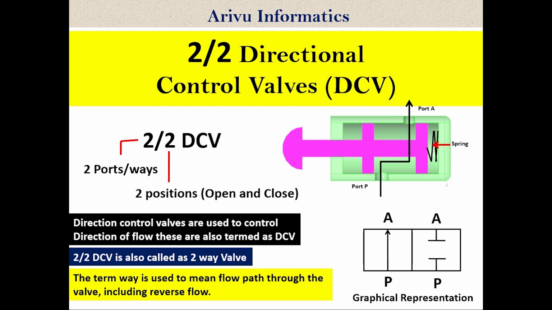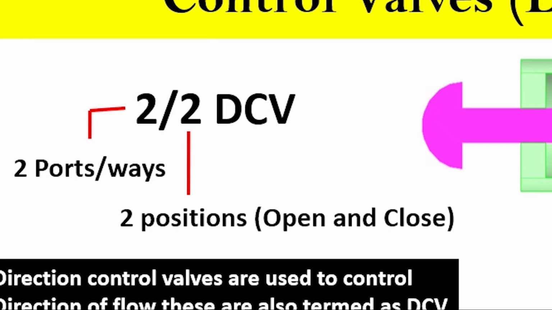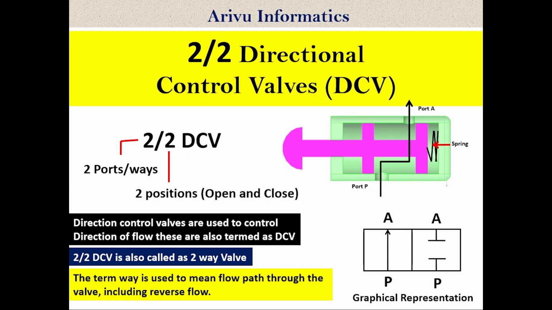In one extreme spool position, the flow from port P moves to port A, and in the other extreme position, no flow is allowed from the port P to port A, and the flow stops. Here we can see that it is denoted by the name 2x2 DCV. The first digit indicates number of ports or number of ways. The second digit indicates number of positions. For this, usually there are two positions, one is open and the other one is closed.